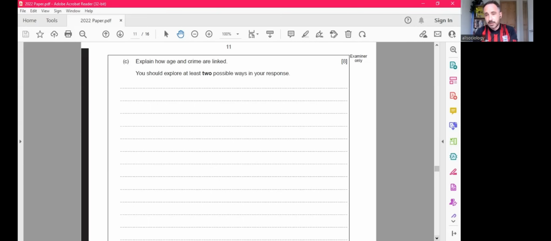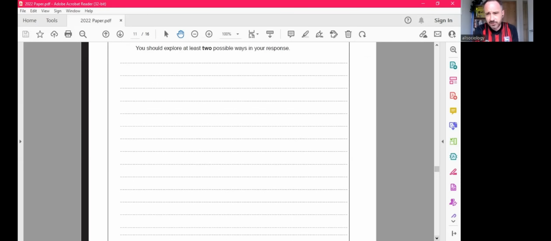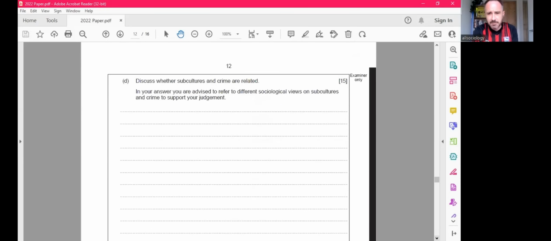So again, my two points for that would be labeling and stereotyping of young people, and then the second one would be subcultures and linking that into potentially media representation of young people as well. So that's your 8 marker. We've got one fat 15 marker to go.